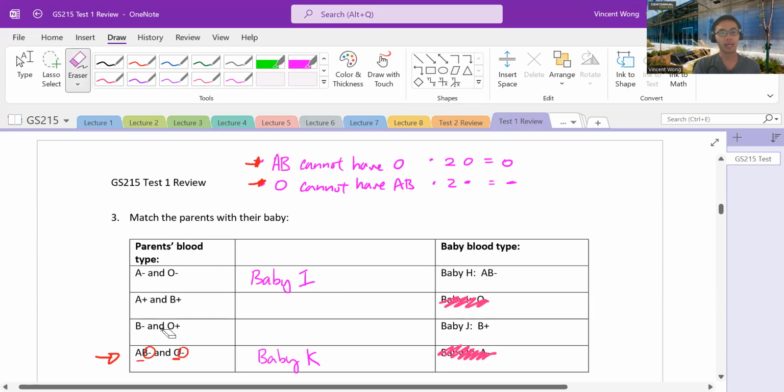Okay, next one. We can work with this one, but I see another O, right? It's always easier to work with parents who have type AB blood or type O blood first, right? So if they have an O parent, AB is not possible. So that's not theirs, which means baby J is theirs. And then last but not least, this would be baby H.